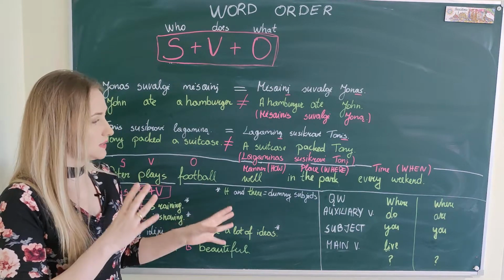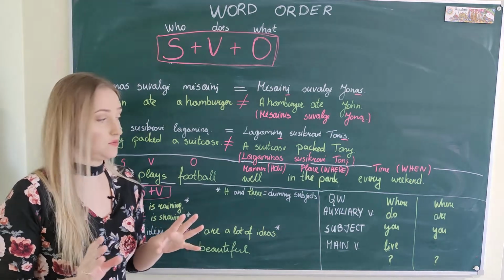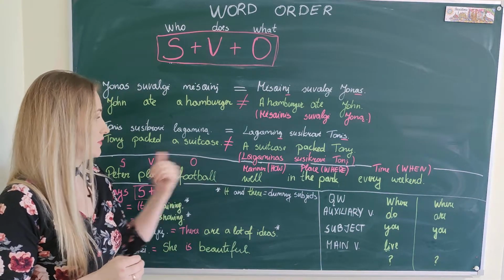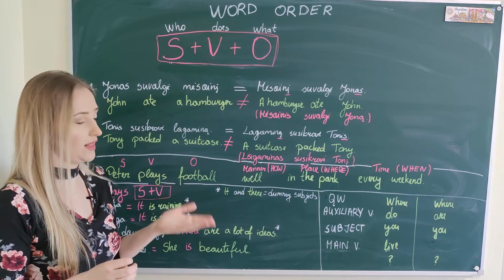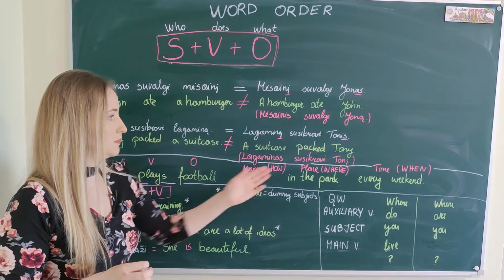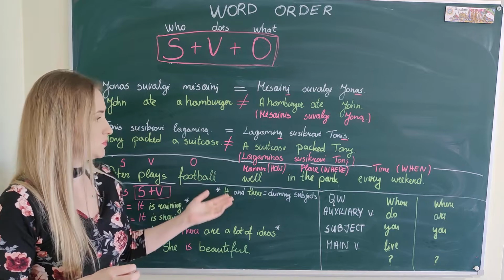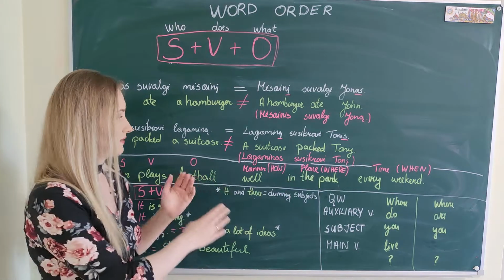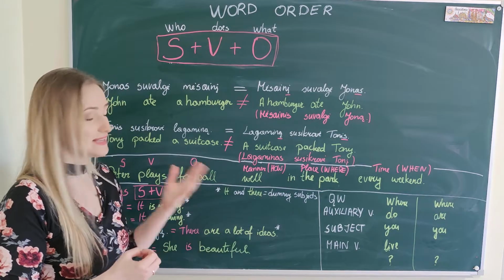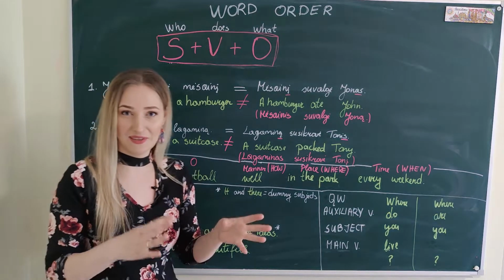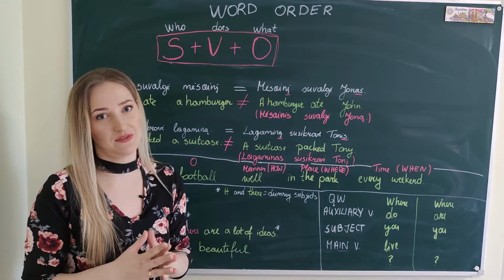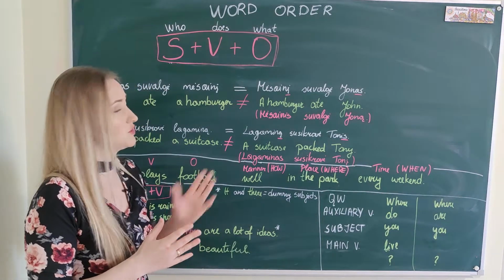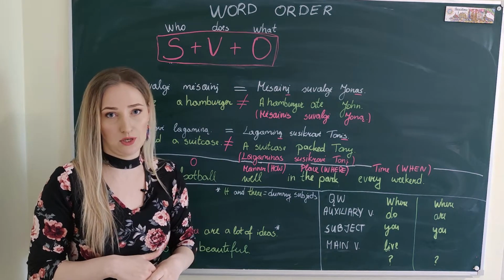You can skip things here, but you cannot move things around. So you may only have manner, for example, Peter plays football well, or you may only have place and time. Peter plays football in the park every weekend, and nothing for manner. By this logic, you can skip things, but you cannot move things around, because remember, we have a strict word order in the English language.